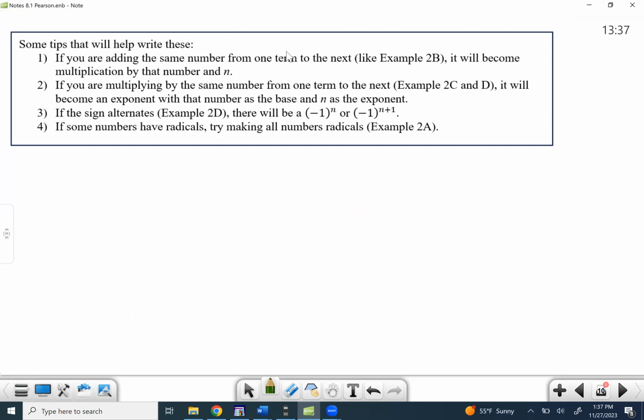So I wrote down some of the things I verbally said to you guys, okay? That if you're adding the same number from one term to the next, it will become multiplication by that number and n. If you're multiplying by the same number from one term to the next, it will become an exponent with that number as the base and n as the exponent. If the sign alternates, there'll be a -1 to the n or -1 to the n plus 1. If some numbers have radicals, try making them all radicals.